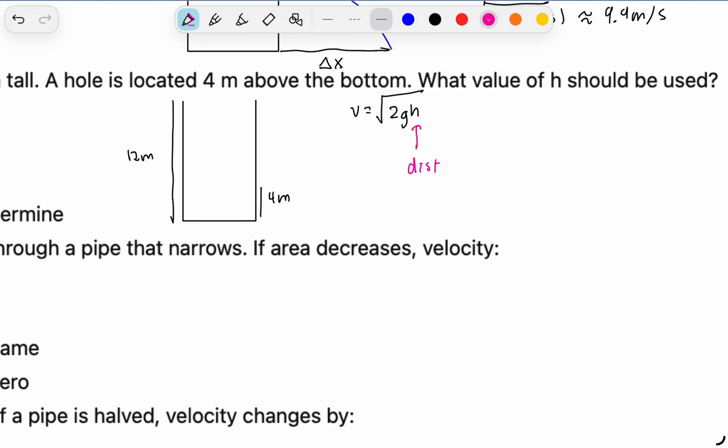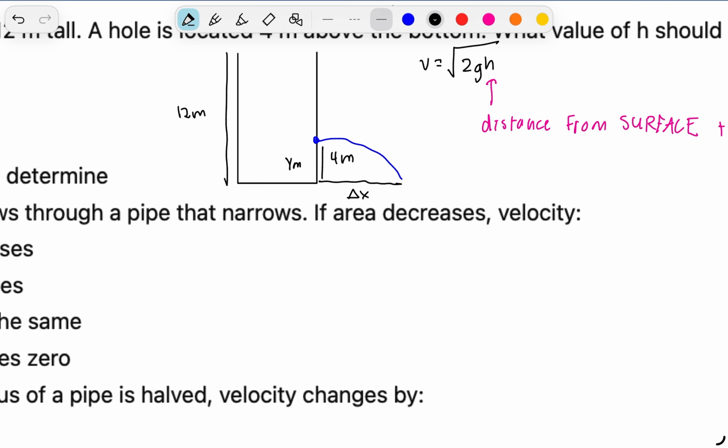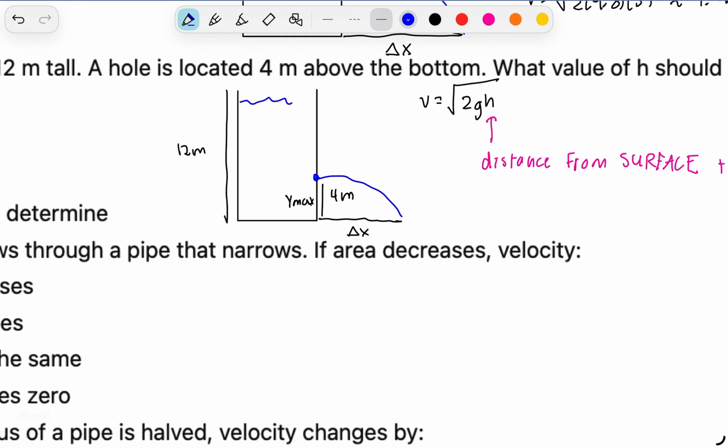This h is going to be the distance from the surface to the hole. And some people might get confused because the hole is here and then the water goes out like this, and they know that once the water exits the hole, it's going to act like projectile motion. However, the height that you're going to use is not this y max height of the projectile motion. We're actually looking at how water travels from the surface of where it's at. So the water is going to be from the top of the tank, correct? And then the water is going to travel downwards to the point of the hole and then travel out. So that's why we're finding that exit speed.